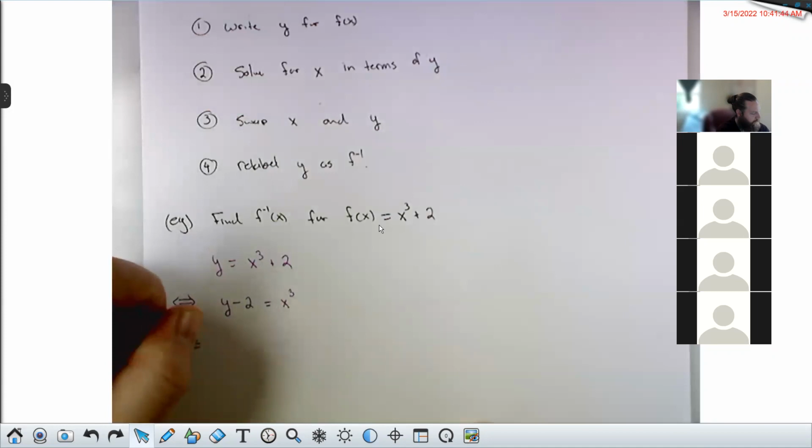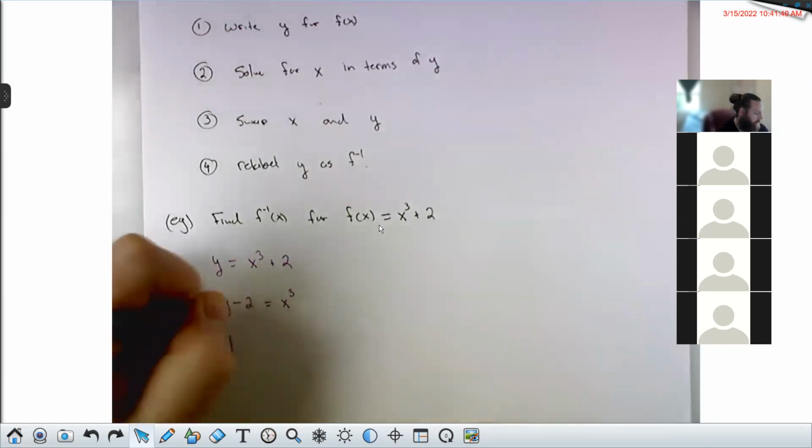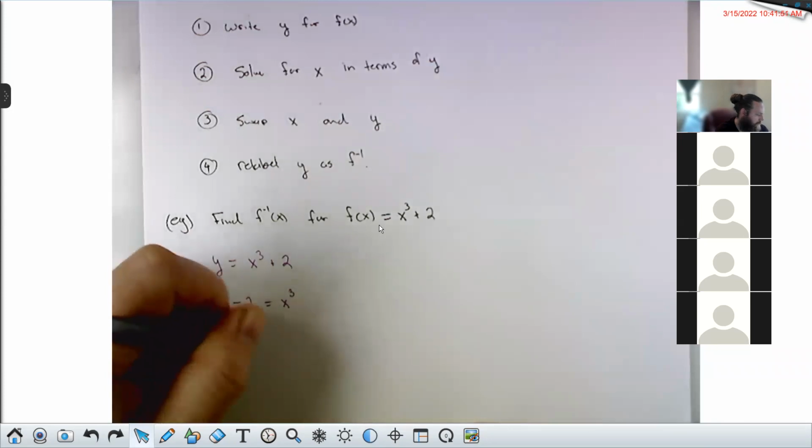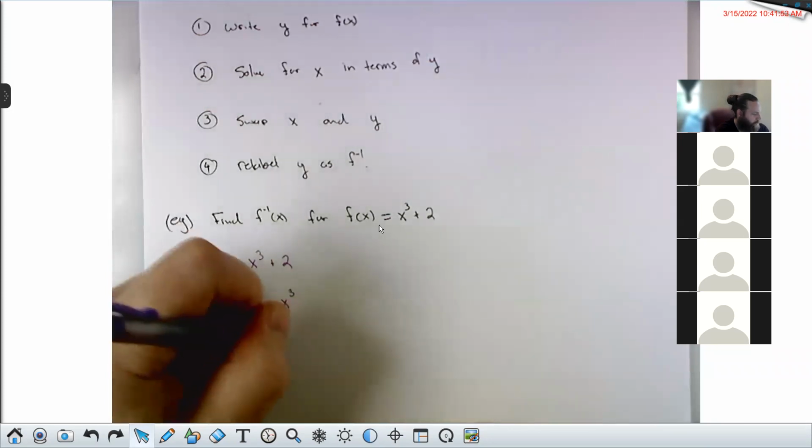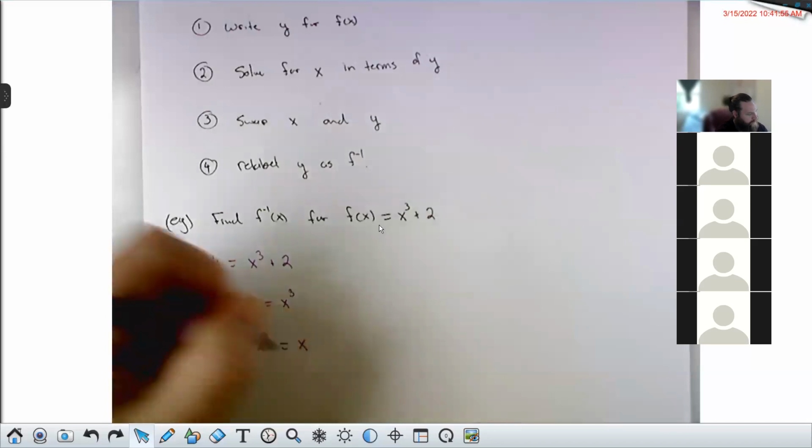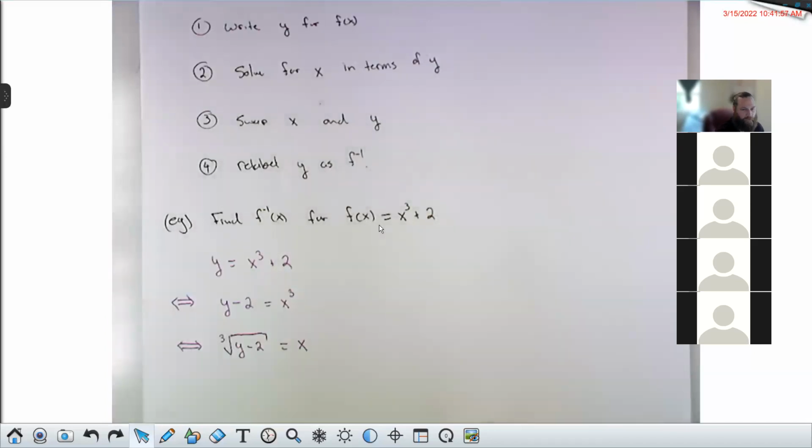And then to get rid of that cube, to get rid of that third power, I can take the cube root on both sides. And since the cube root is an odd root, I don't have to worry about a plus or a minus over here, right? Odd roots don't do that, only even roots do that. So this is step 1. These 2 lines are step 2.